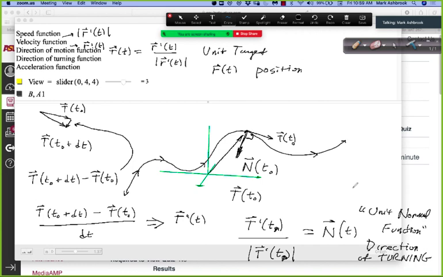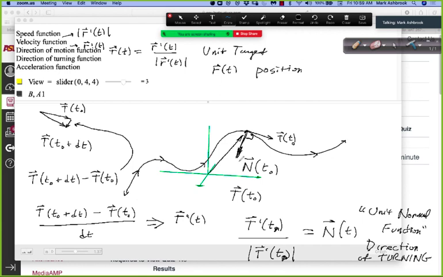Good. So we've got the unit tangent function. That's a unit vector that gives us the direction of motion, or the direction of the velocity. Now we have another similar vector. It's called the unit normal function. The unit normal vector function is giving us the direction of turning.